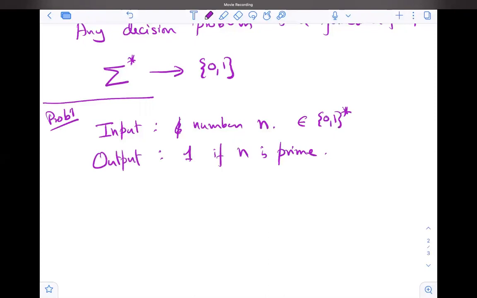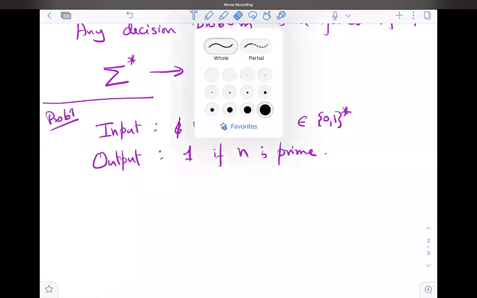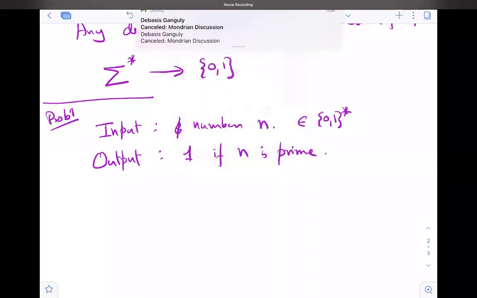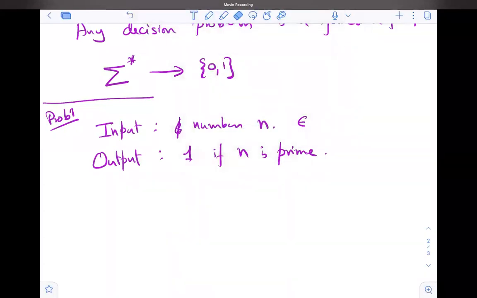If you say, no, I'm not happy with binary, I am only interested in decimals, that's also perfectly fine. You can think of that. And the output is 1 if the number n is prime. Any problem with this? No, sir. It's fine. So let's think of another problem.